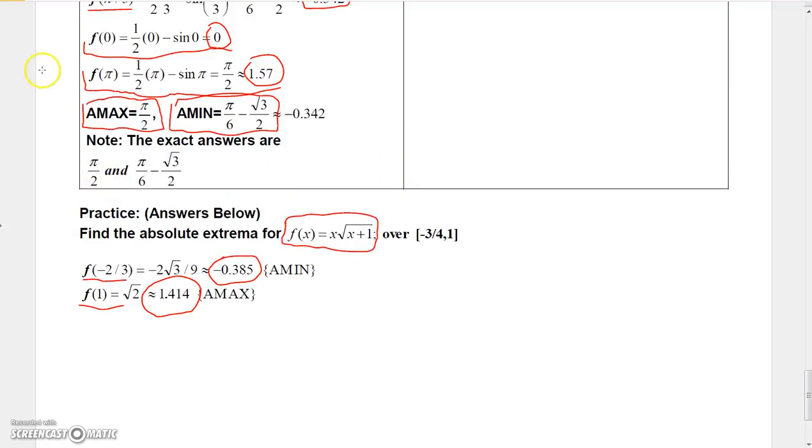Okay, so that pretty much completes this section on absolute extrema. Now we want to talk about increasing, decreasing functions and relative extrema pretty soon.